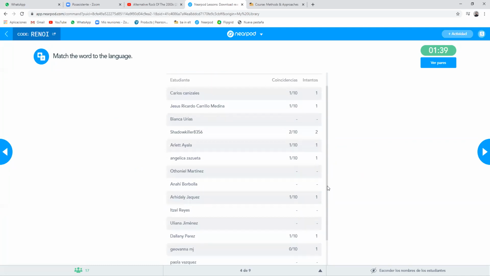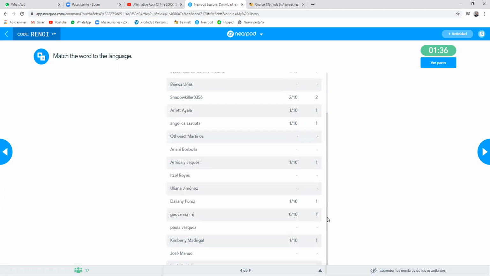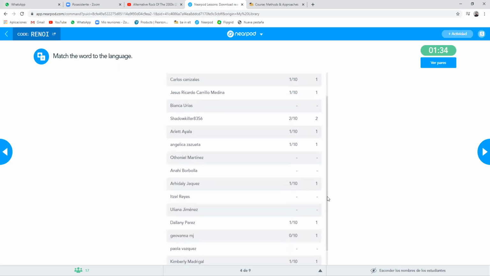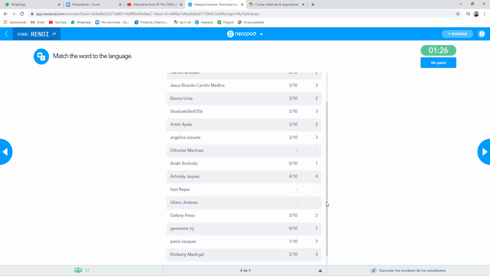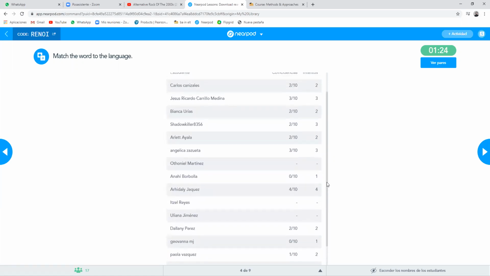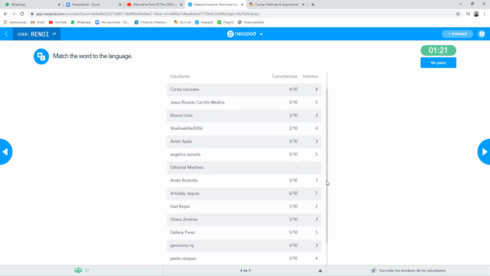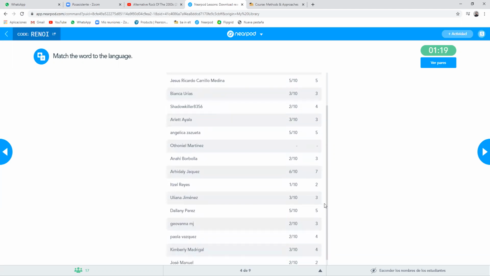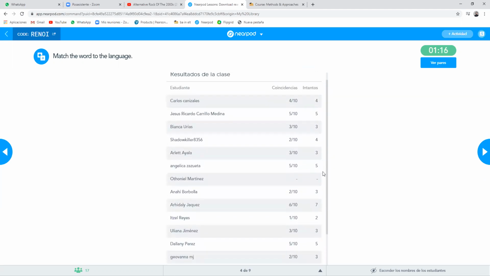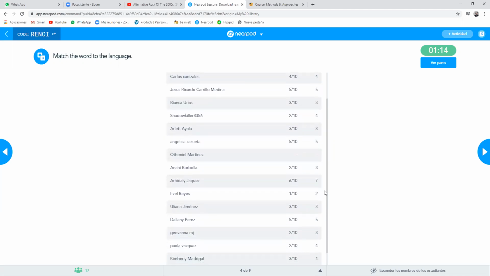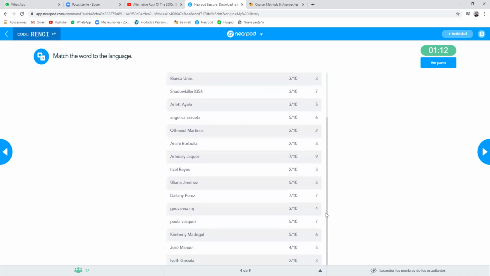Carlos has 1 match. Shadow Killer has 2. You're gonna match the word with the language. Wow, she has 3. Ari has 4. Wow, Ari's very fast. Angie has 5 now. Ari has 6. You still have over a minute. Remember, there are 5 pairs. Otto has 2. Okay, it's good. Dayani has 7. Ari has 7.